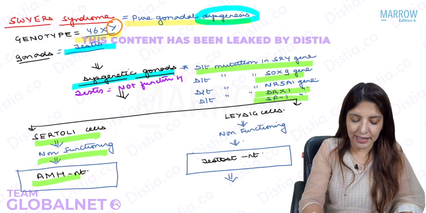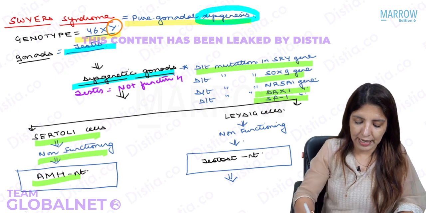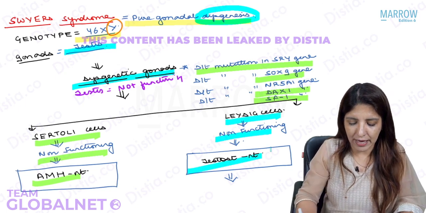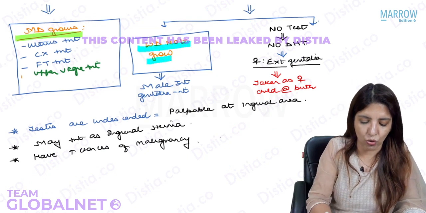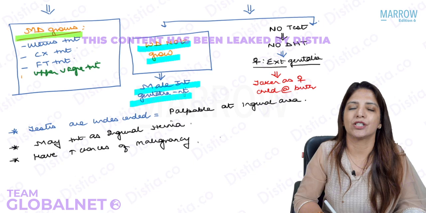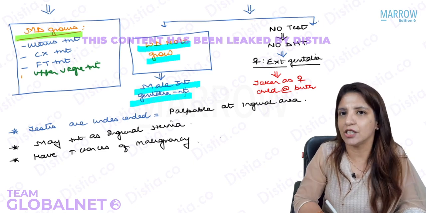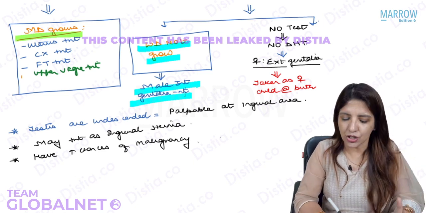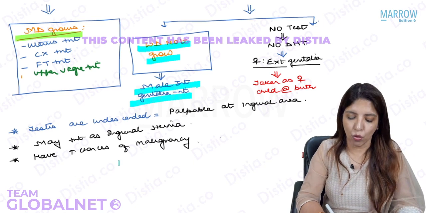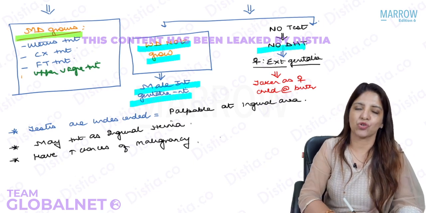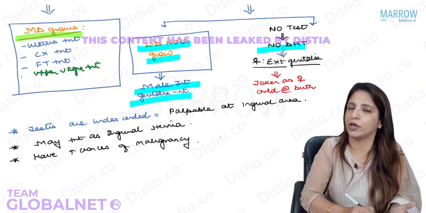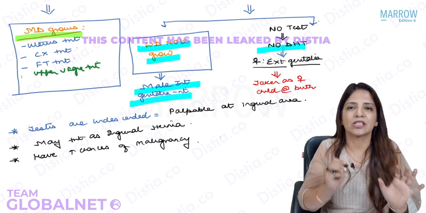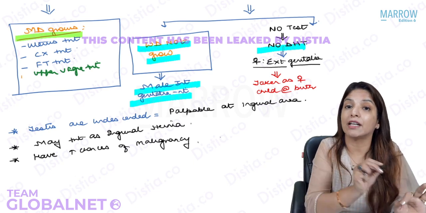Now, because Leydig cells are not functioning, that is why testosterone will be absent, and because testosterone will be absent, Wolffian duct will not grow, and so male internal genital organs, that is SEED, would be absent. Now, because testosterone is absent, so there won't be any dihydrotestosterone, and if there is no dihydrotestosterone, external genitalia will be exactly female-like.